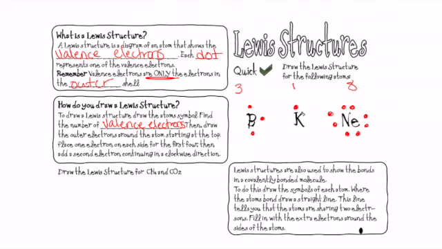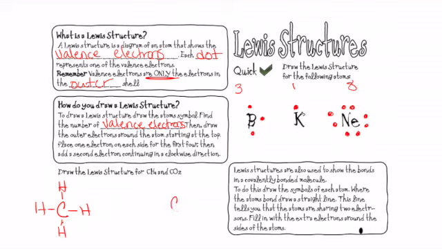So the first one, CH4, there are 4 H's around the carbon atom, and they will each share an electron. So hydrogen has a full shell since it can only hold 2 electrons, and carbon has 2, 4, 6, 8 electrons, so it also has a full valence shell.